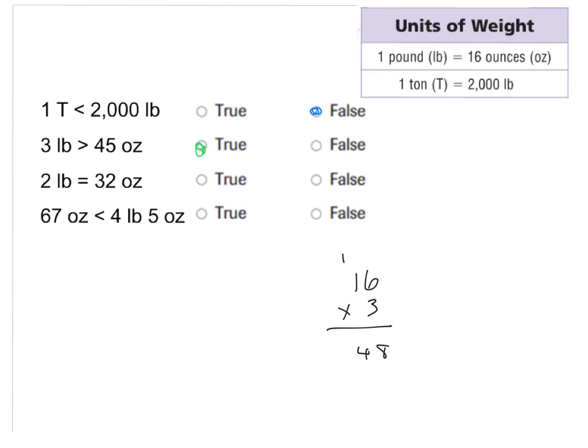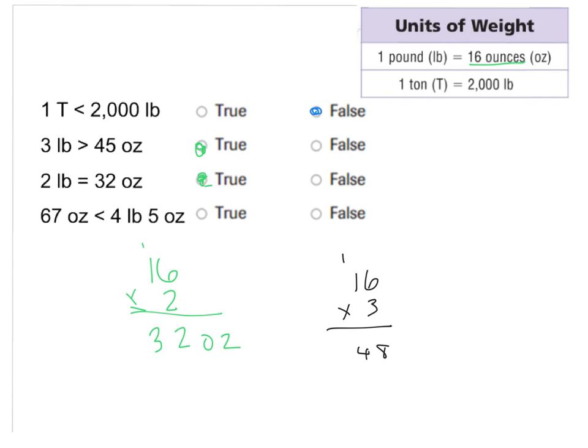For the third one, you should have said true. And the reason why it's true is because it says 2 pounds equals 32 ounces. If you look up here, I see 1 pound is 16 ounces. So 2 pounds would be 32 ounces. So it does equal that value.